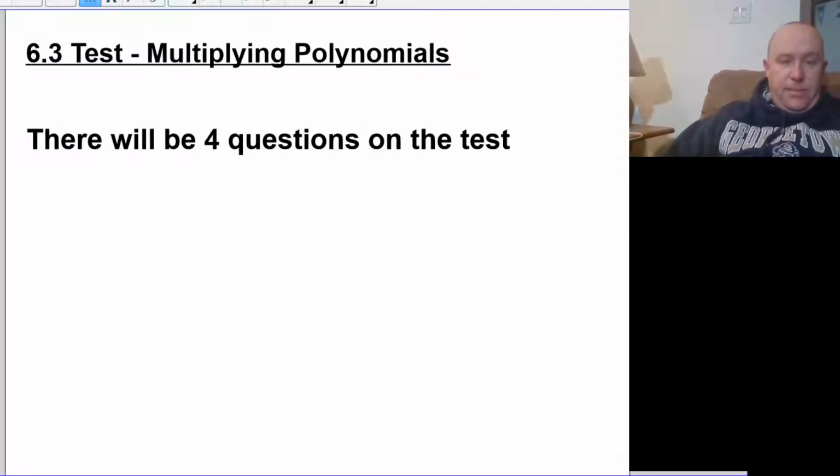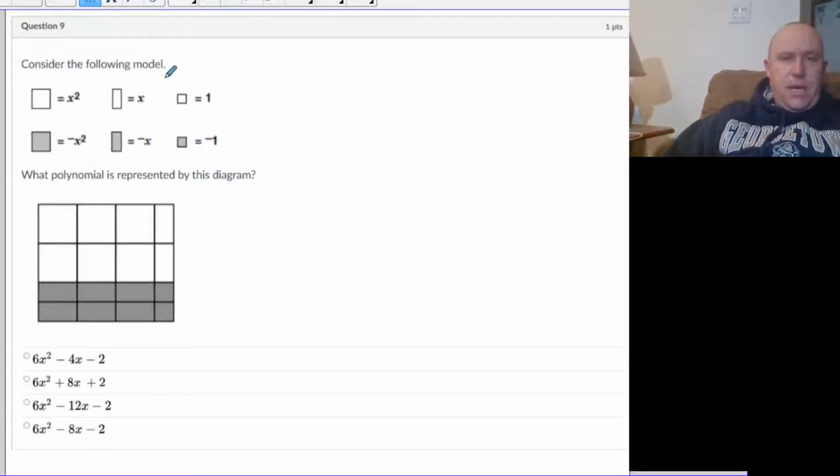This is the final part of the test. This is 6.3, multiplying polynomials. There will be more than 4 questions on the test, so that part's actually not quite true. First question is question 9 from the pre-test, which involves the picture with the tiles.